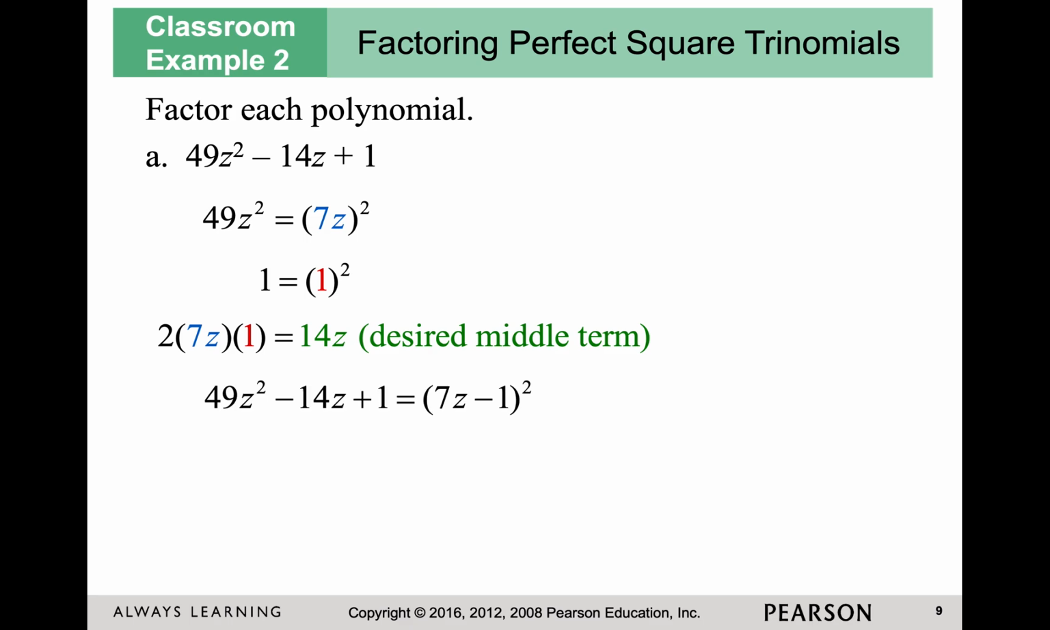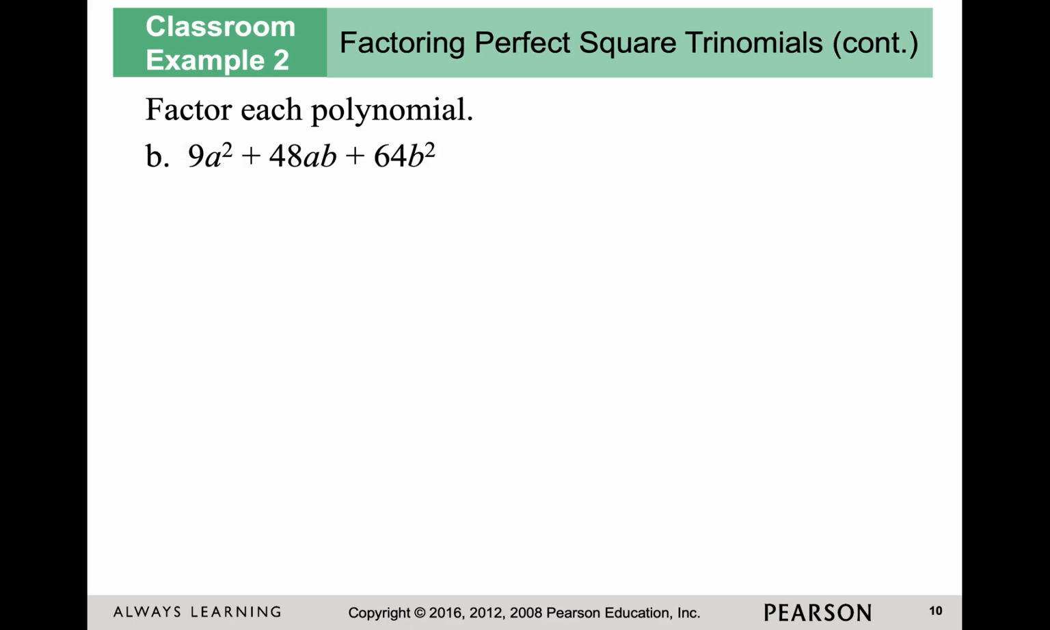So it's going to factor to the square root of the first term minus the square root of the second term. And I'm going to write that as a product as squared. I know that it's subtraction because the middle term is negative. Here I can do the same process.